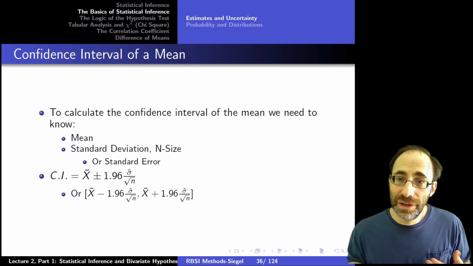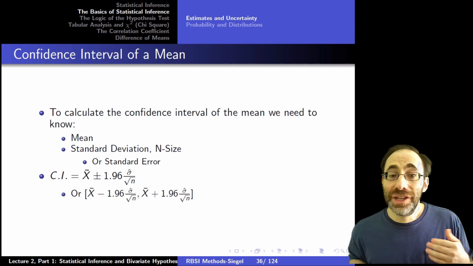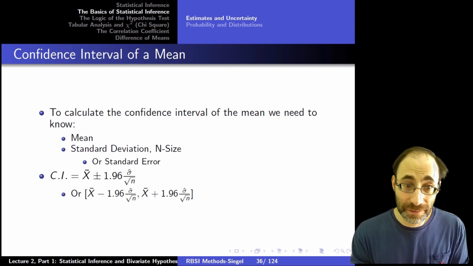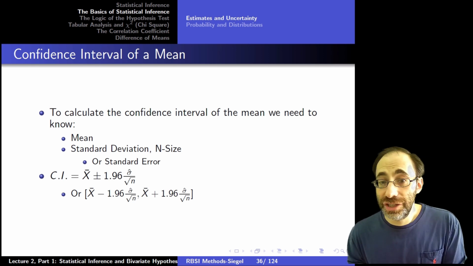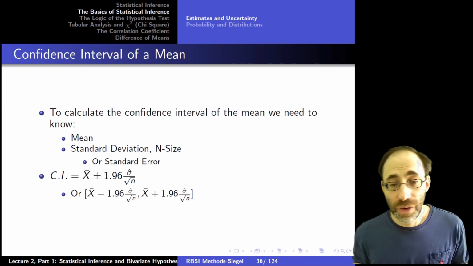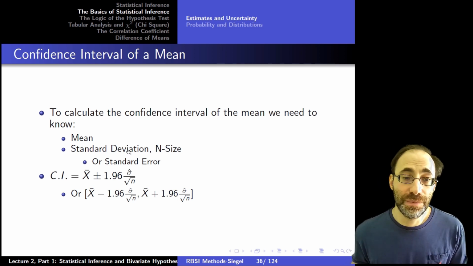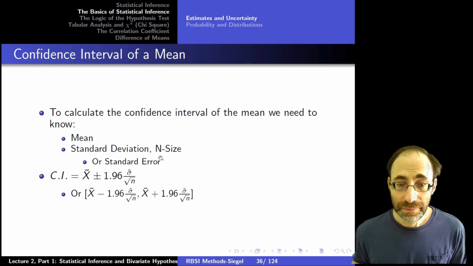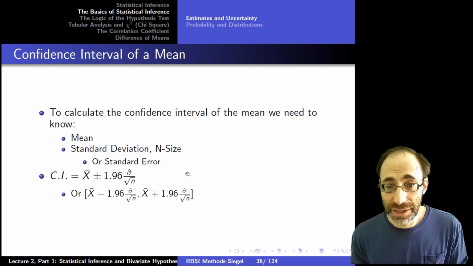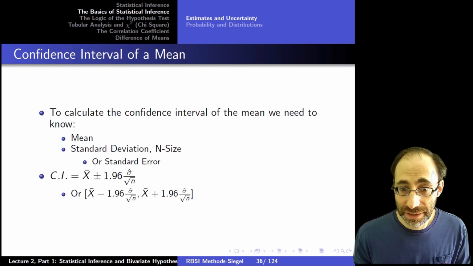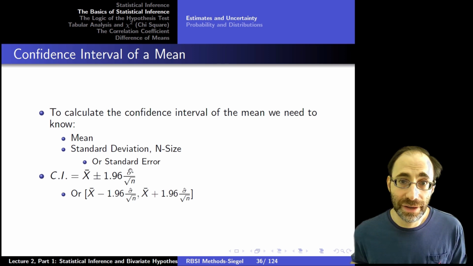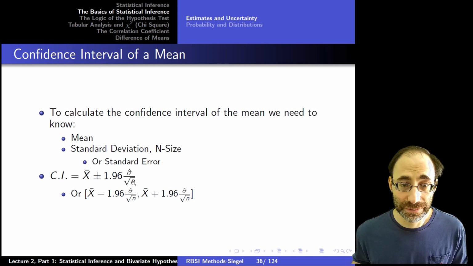So how do we write that differently in a little more mathematical way? Well, to calculate the confidence interval of the mean, we need to know the mean we got in the sample, the standard deviation of the sample, and the size of the sample, or the standard error of the sample, which uses both pieces of information here. So the confidence interval is the mean plus or minus 1.96, close to 2, times the standard error, sigma hat over the square root of n.